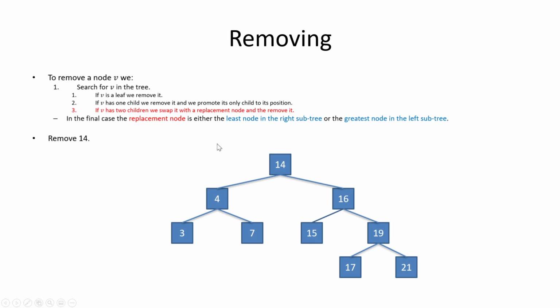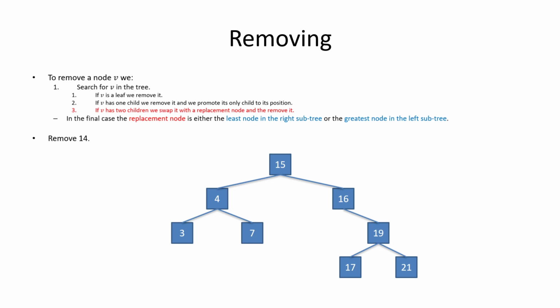Okay, so with our 14, we need to promote one. I'm going to swap it with the 15. And then I'm going to delete the 14. And when we're done, again, the invariant is satisfied. Okay, and we have a nice binary search tree here.